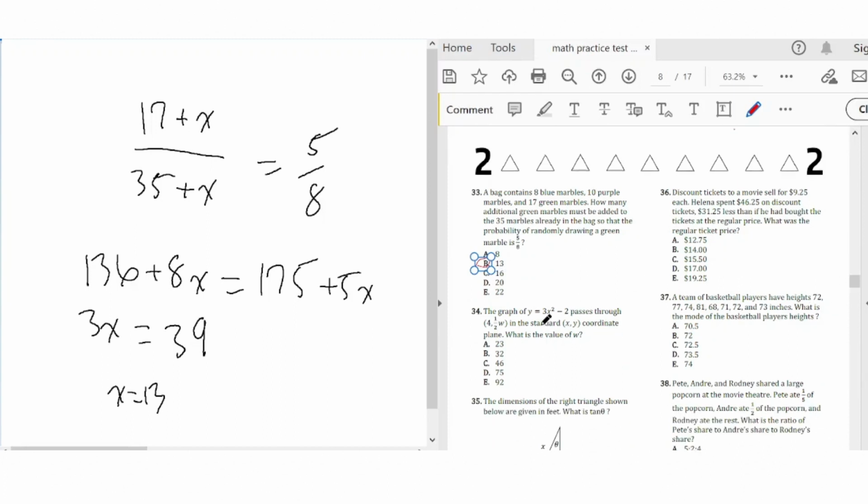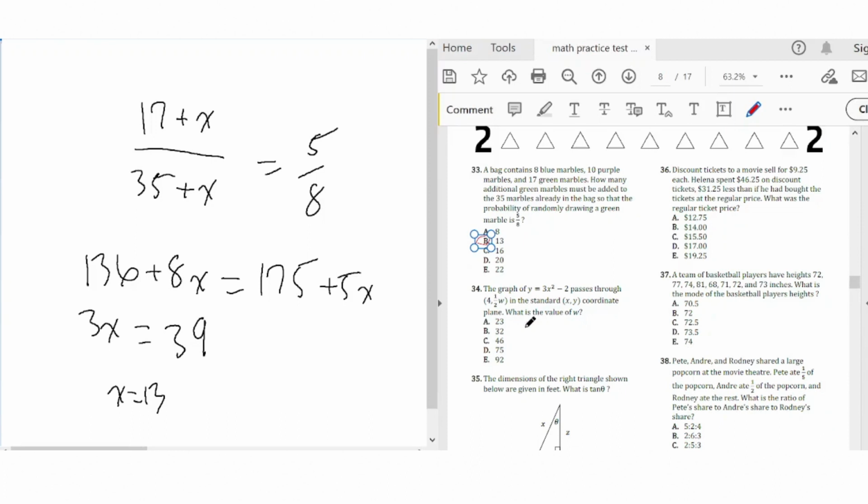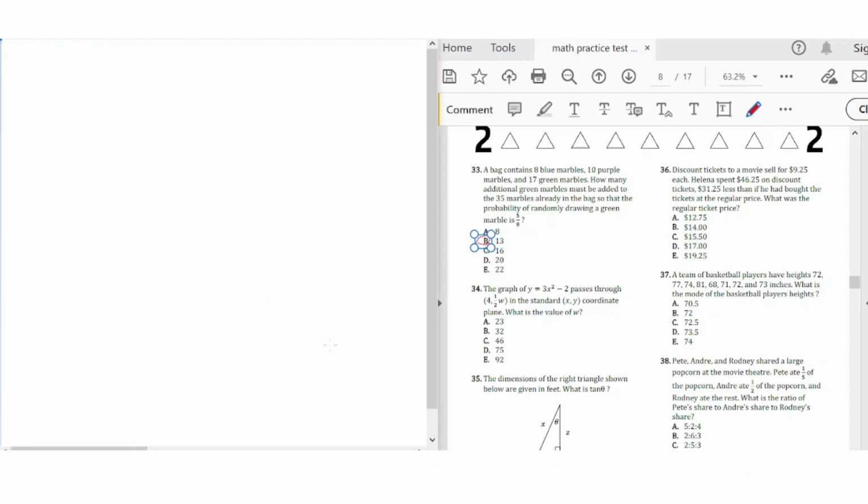All right, moving on to 34. The graph of y equals 3x squared minus 2 passes through 4, 1/2 w, in the standard xy coordinate plane. What is the value of w? Okay, so this 4 is an x value, so we can plug that into x in this formula right here, or this equation. Now, what does this equal? Well, notice that y actually equals 1/2 w. So we can set this equal to 1/2 w. So we have 3 times 16 minus 2 equals 1/2 w.